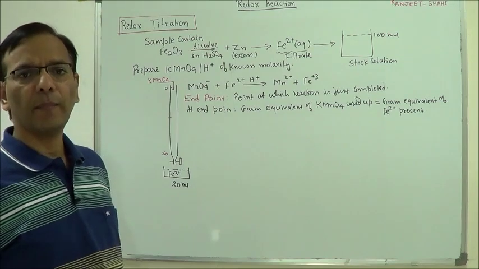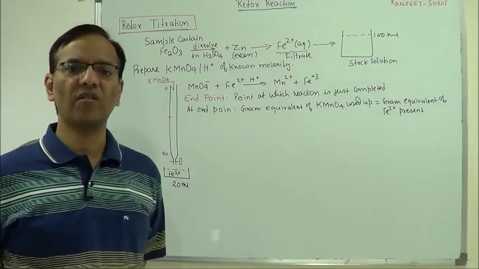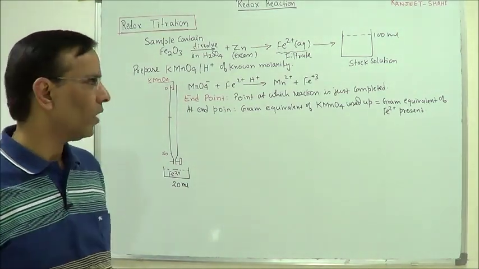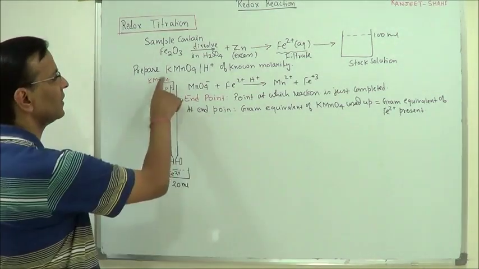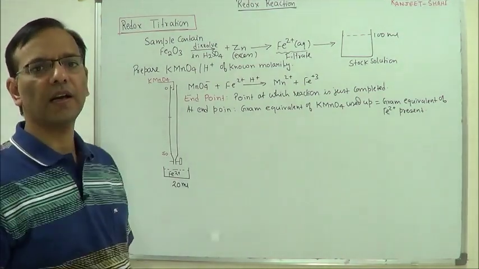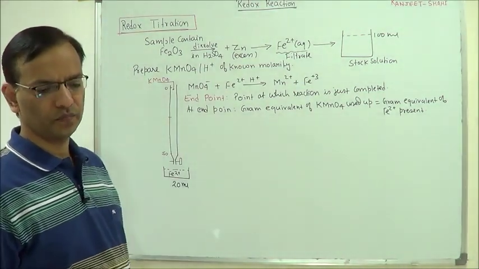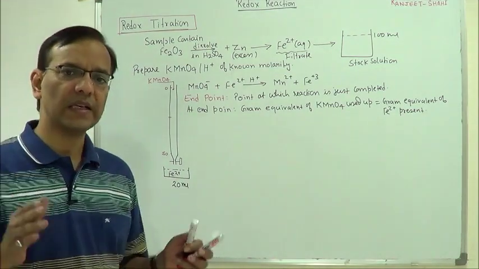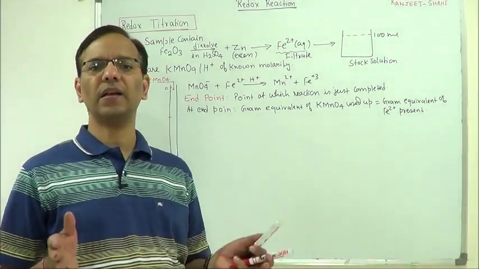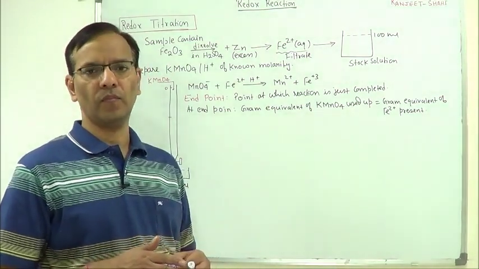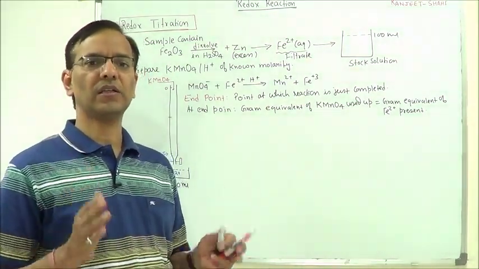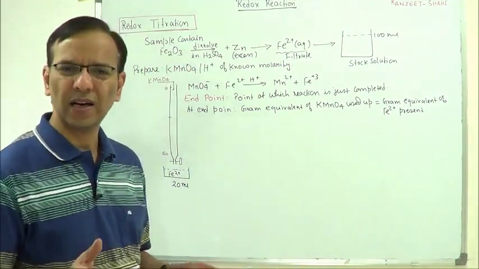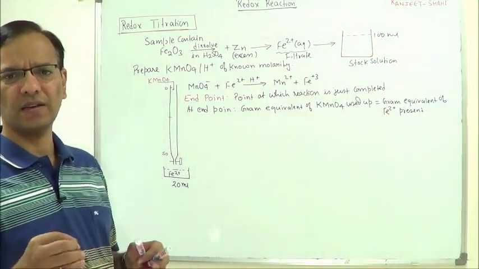But potassium permanganate titration is slightly different. In potassium permanganate titration, no external indicator is required. It is due to the reason that potassium permanganate itself acts as an internal indicator. How does it act as an internal indicator? Let us know that.